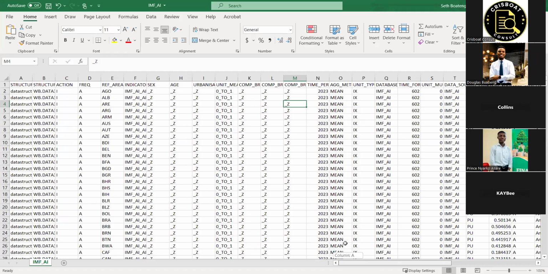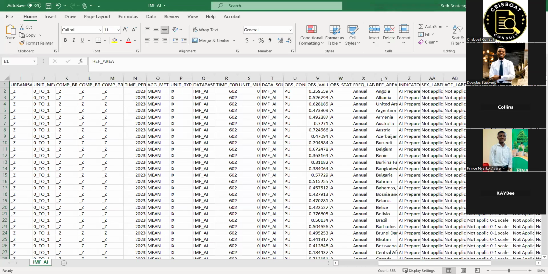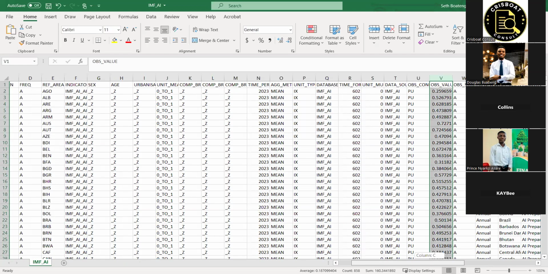So this is the data. The countries are here, the full names of the countries. Angola, Albania, United Arab Emirates, Argentina, so all the countries. It is annual data. These are the values, the scores are here.